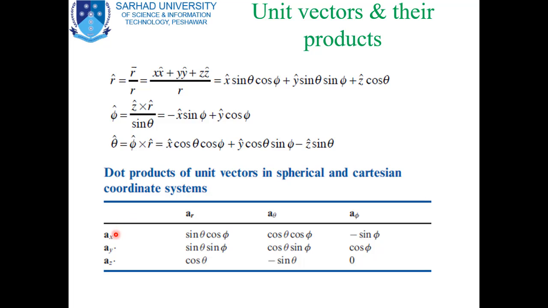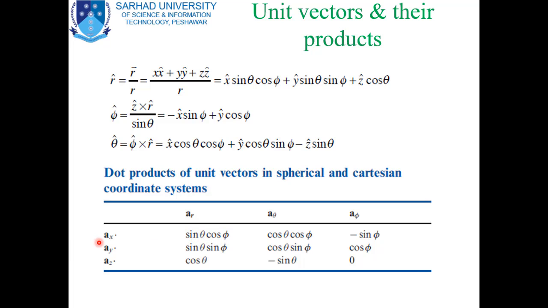So if we take ax dot ar, remember that this is our ar. When we take the dot product, only the x component will multiply. So this is the x component in the Cartesian coordinate, and this is the x component of ar in the spherical coordinate. This multiplies with ax, and ax dot ax is equal to 1, and we are left with sin theta cos phi.